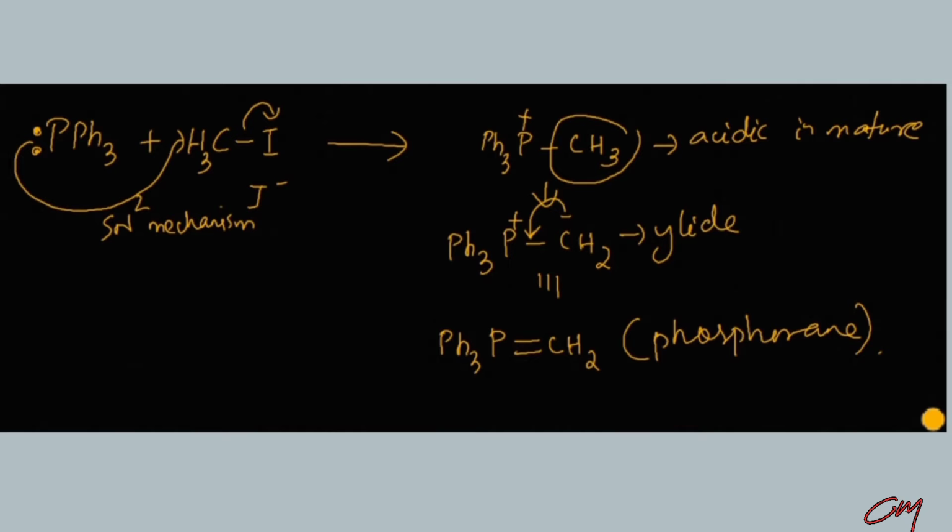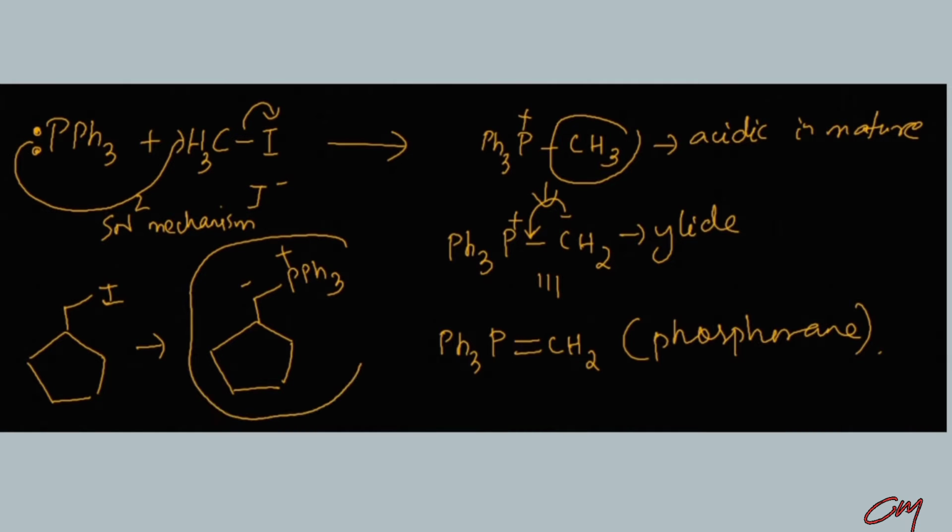Now we have taken methyl iodide, but in place of methyl iodide we can also take another organic molecule. For example, we consider this. In this, the ylide that will be formed is PPh3 plus, and this one is minus. This ylide will be formed in case of this organic compound. Okay, now we will see what happens in the Wittig reaction.